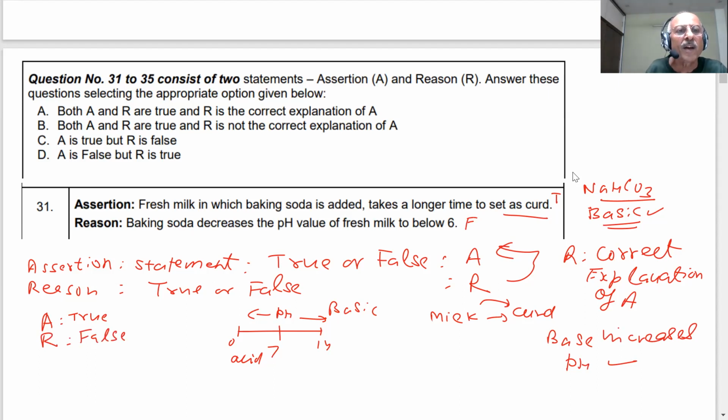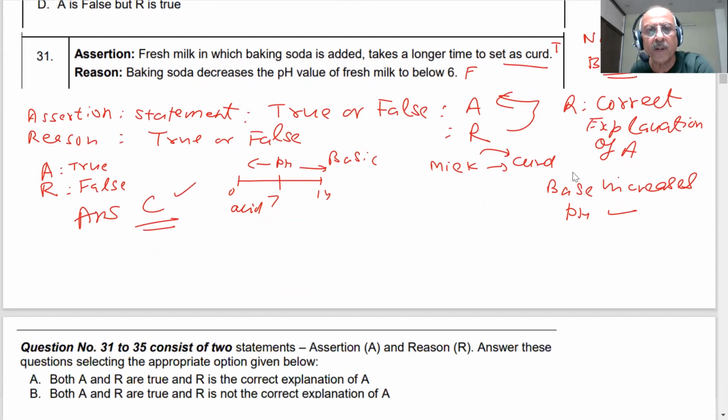Then A is true, but R is false. Then what is the answer, student? A is true, R is false. Then our answer is C. What is the answer of 31, students? Answer is C. Do you get it? Okay, next question.